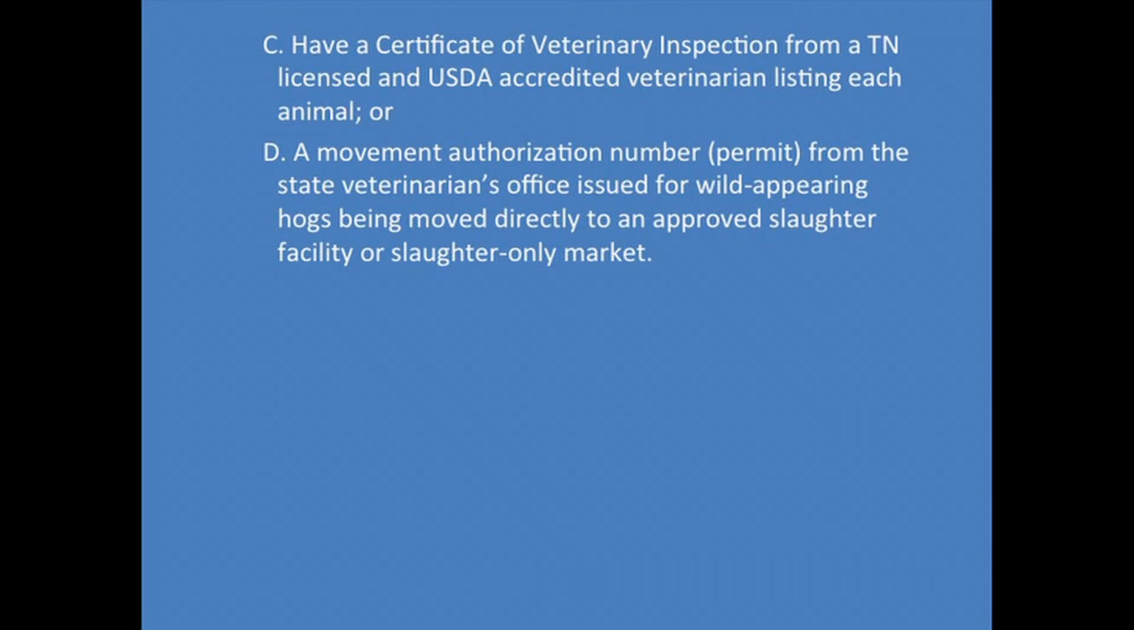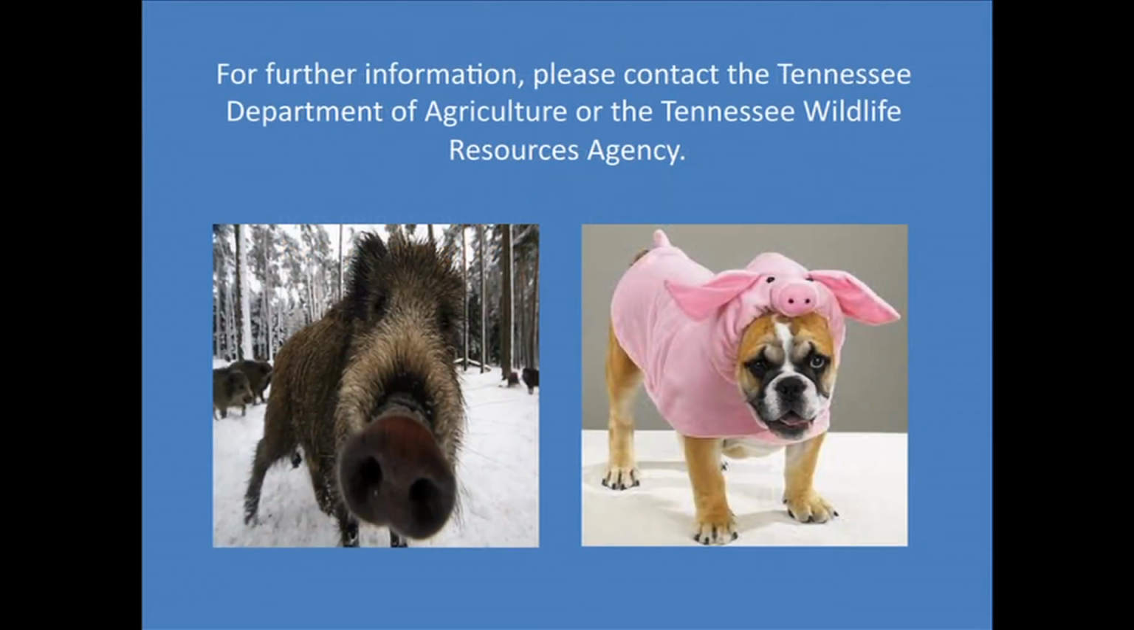Or C. Have a certificate of veterinary inspection from a Tennessee licensed and USDA accredited veterinarian listing each animal. Or D. A movement authorization number, a permit, from the state veterinarian's office issued for wild-appearing hogs being moved directly to an approved slaughter facility or slaughter-only market. For further information, please contact the Tennessee Department of Agriculture or the Tennessee Wildlife Resources Agency.